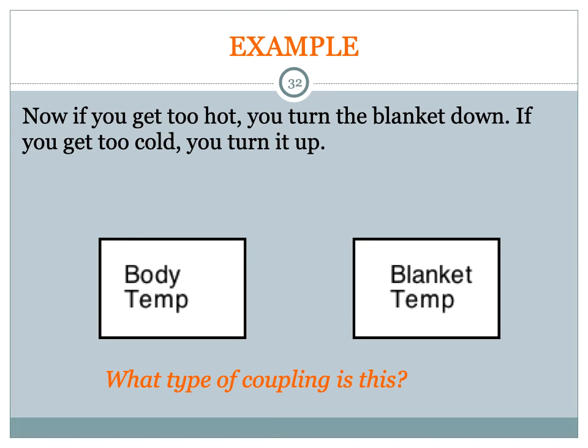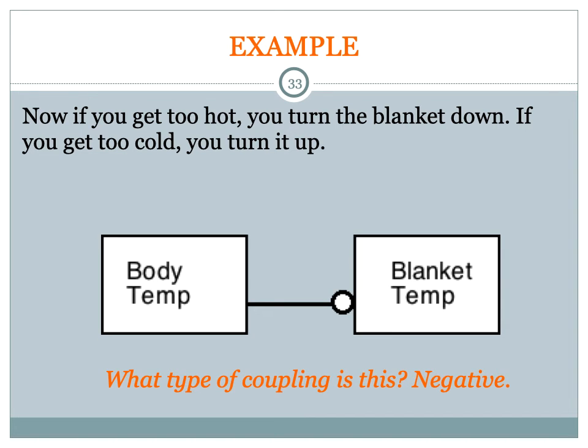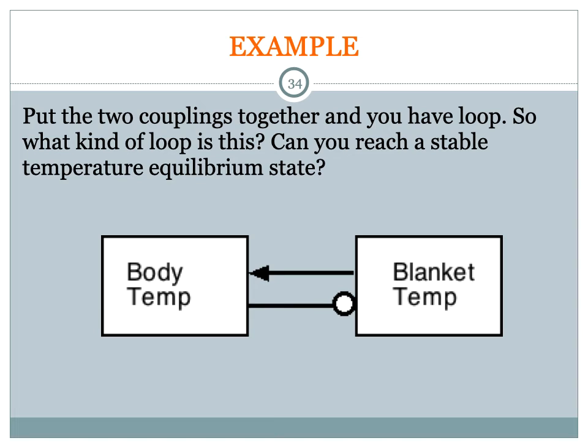Switch the components. You're too hot. Turn the blanket down. You're too cold. Turn it up. This is a negative coupling. Now put these together. What kind of loop do we have? Let's step through and see.